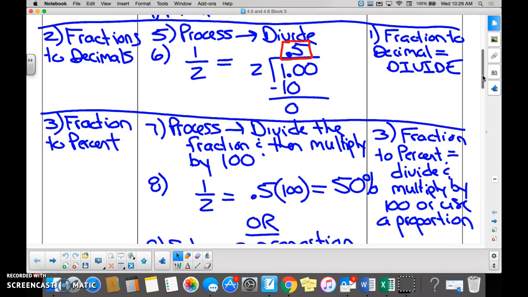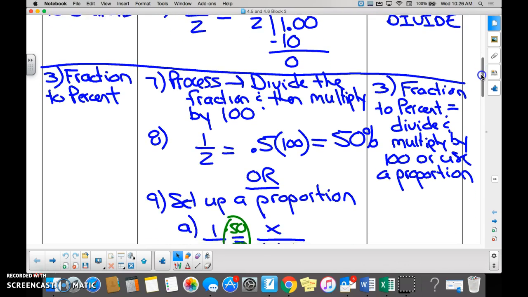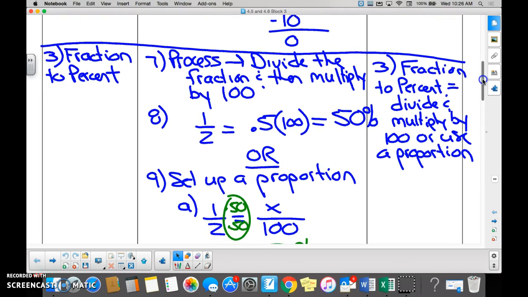Fractions and decimals, what's the process? Divide. Okay, because a fraction is a decimal. Does that make sense to you? No. A fraction is what? It's a division problem, right? Okay, we need to get our brains on here. This is stuff I say all the time. You should be able to follow along with me here.